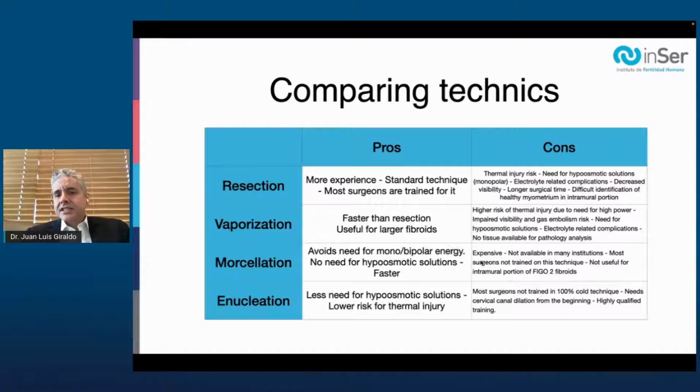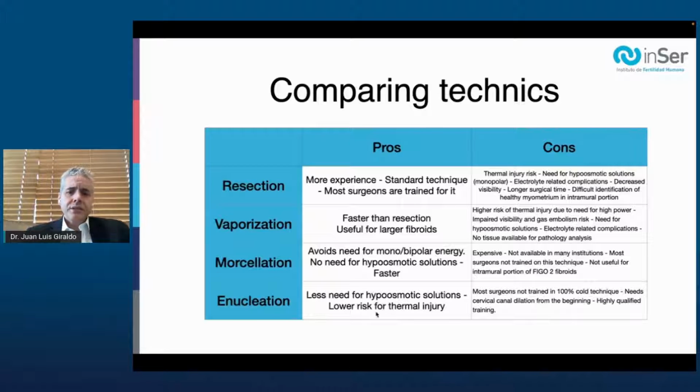But the cons are that it's expensive, that it's not available in many institutions, that the equipment is really, really expensive. Most surgeons are not trained on this technique, and it's not useful for FIGO2 fibroids, which are the ones that we're concerned about, because you cannot get the morcellator into the myometrial wall where that intramural part of the fibroid is located.